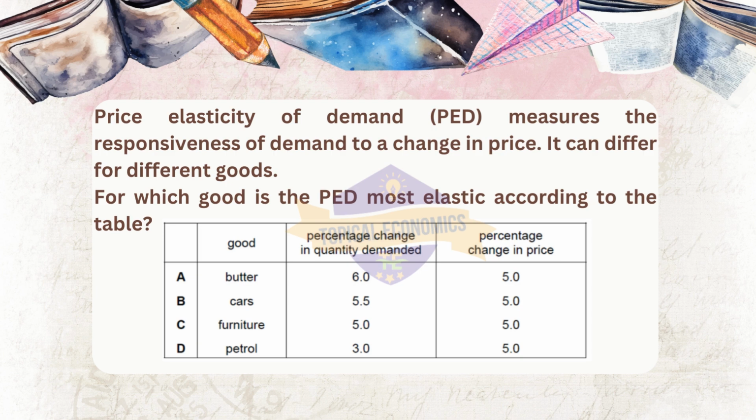Given the details in the table, we can easily calculate PED. For butter, PED equals 1.2, for cars, PED equals 1.1, for furniture, PED equals 1.0 and for petrol, PED equals 0.6. The good with the most elastic demand is butter, with a PED of 1.2. This indicates that the demand for butter is the most responsive to price changes among the listed goods. This question is from year 2019 October-November version 2.